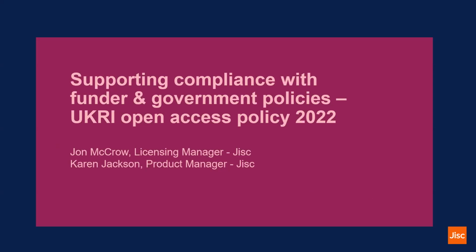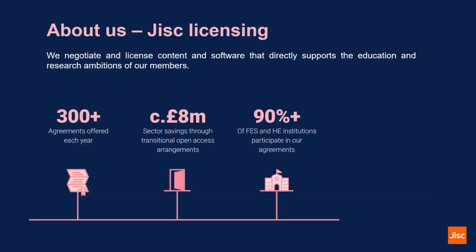Okay, so a little bit about us. I represent the JISC licensing team here in the UK, and we negotiate and license content and software that directly supports education and research ambitions of UK higher education and further education institutions. We're one of the largest library consortia in the world, and we manage around 300 renewals a year. And when it comes to open access renewals and negotiations, in the year 2021, we managed to save the sector £8 million.